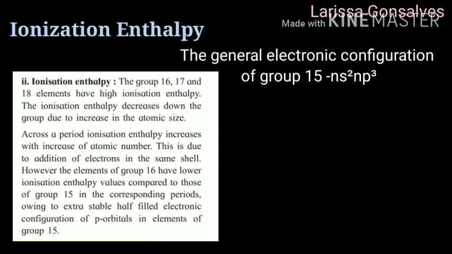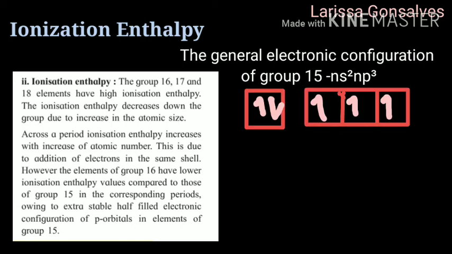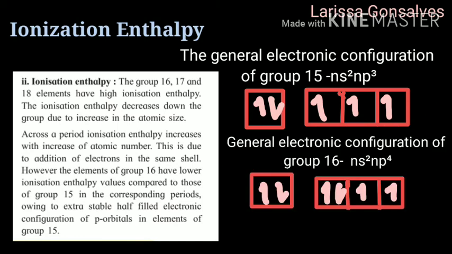The general electronic configuration of group 15 elements is ns2np3. Now, we know that when the orbitals are vacant or if they are half filled or completely filled, we say that they are highly stable. So in case of group 15 elements, p has 3 electrons, which means it is half filled and it is highly stable. Whereas group 16 elements have the general electronic configuration of ns2np4. So if we take the p shell, there are 4 electrons. So it is not half filled and hence it is not stable.